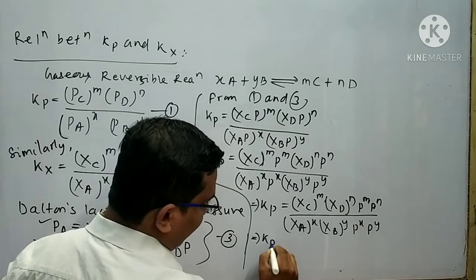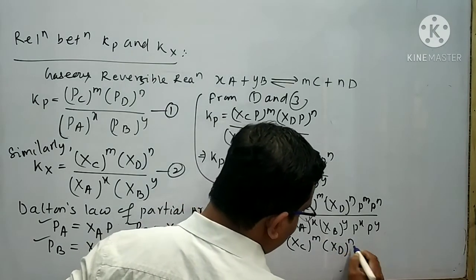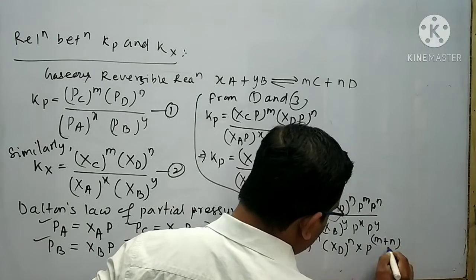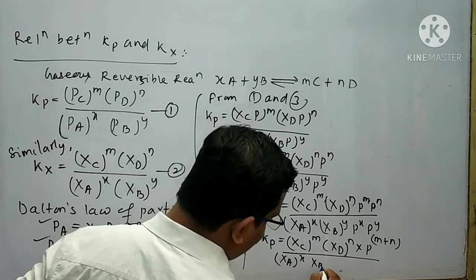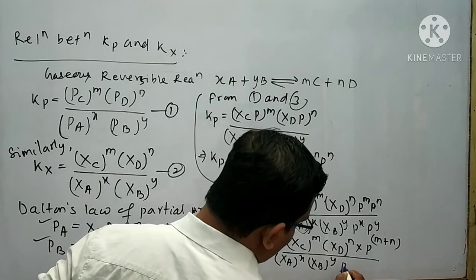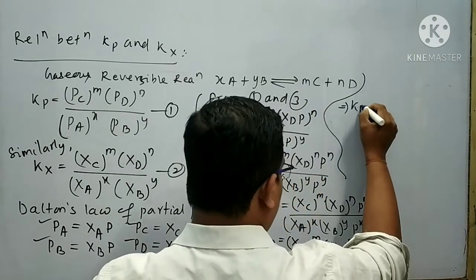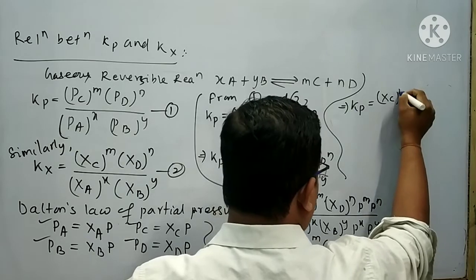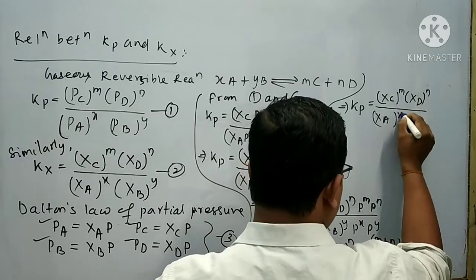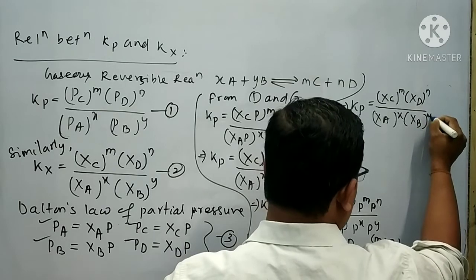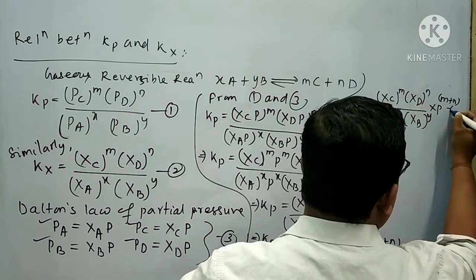Implies that I can write Kp equal to Xc power M into Xd power N into P to the power M plus N divided by Xa to the power X Xb to the power Y into P to the power X plus Y. Now I can write Kp equal to Xc to the power M into Xd to the power N divided by Xa to the power X Xb to the power Y into P to the power M plus N minus X plus Y.